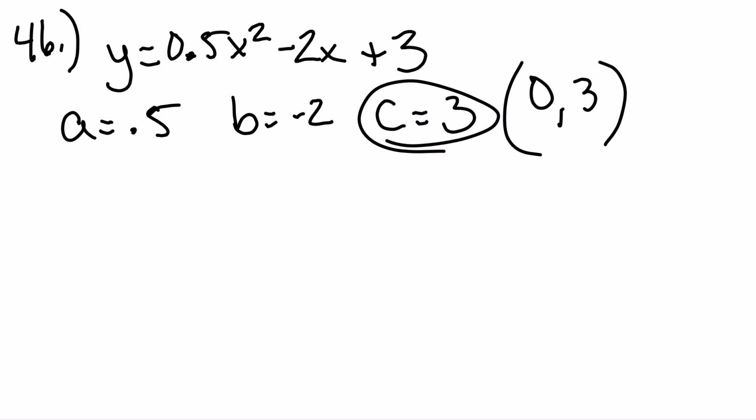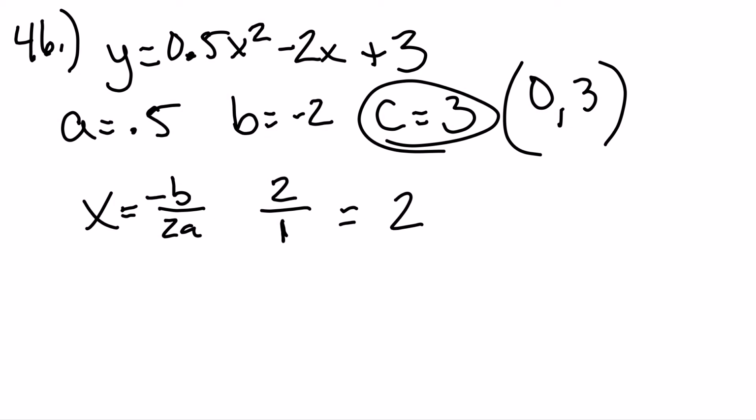I'm going to say the opposite. X equals the opposite of B over 2A. So I'm going to say the opposite of negative 2 is positive 2, over 2 times a half is 1. That means 2 needs to be on my graph.